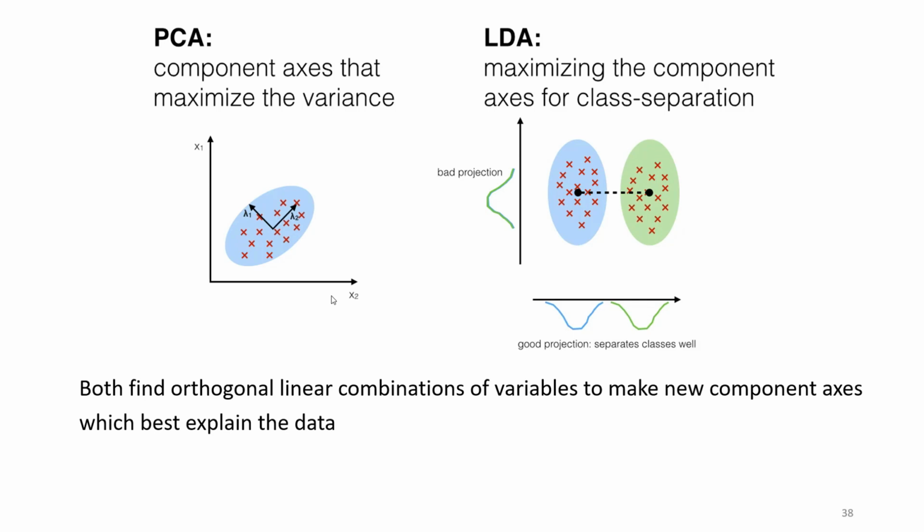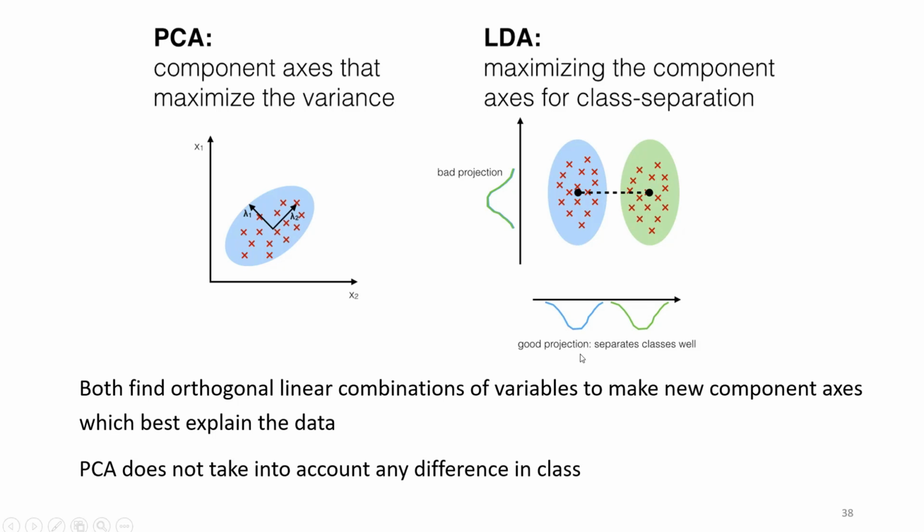So both find orthogonal linear combinations and make new axes out of your data, and then you plot it to sort of best explain the data. But again, PCA doesn't take into account any difference in class. So you're not modeling, you're not forcing your data into a specific category.